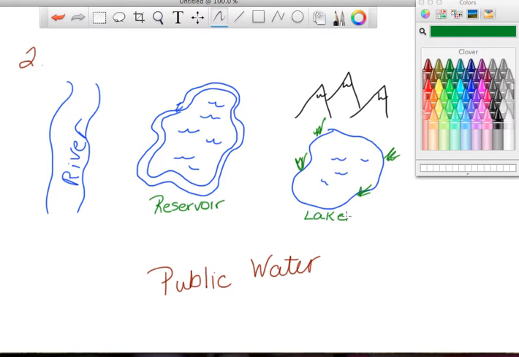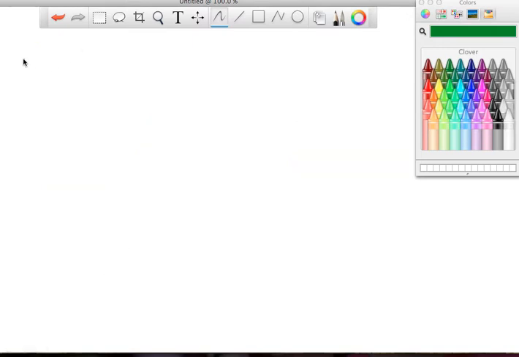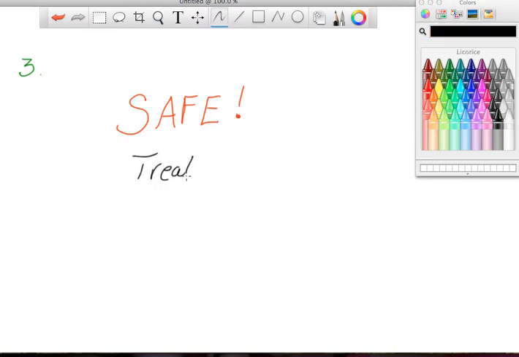Question number 3 wants to know, why do we treat drinking water? Well, we treat it so that it'll be safe. We don't want to drink unsafe water. If it hasn't been properly cleaned, we could get bacteria, viruses. So the reason why we treat our water is so that it will be safe for us to use and to drink.